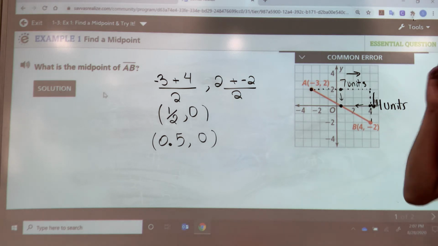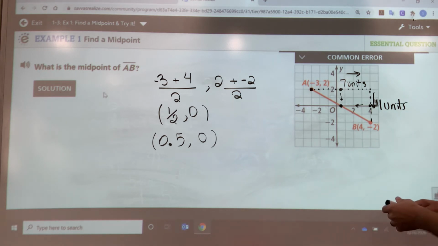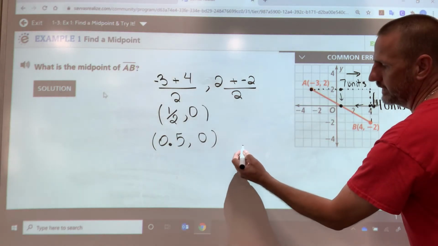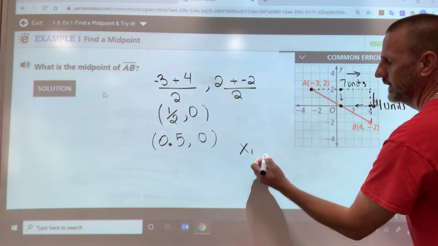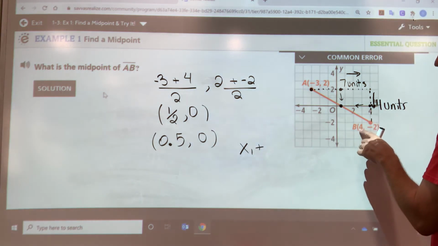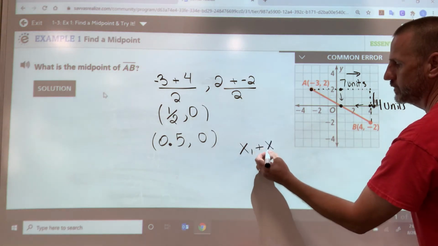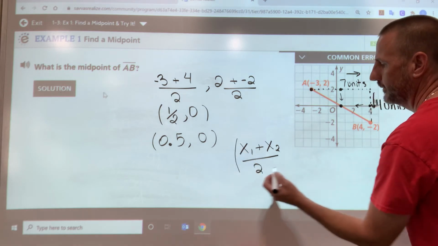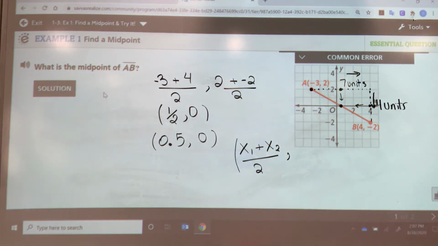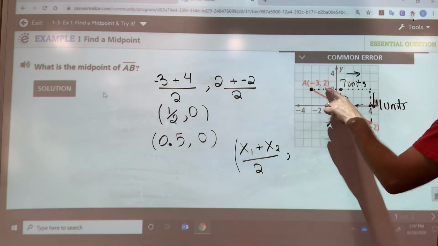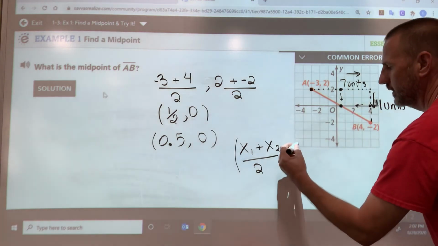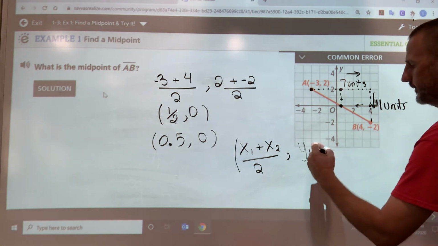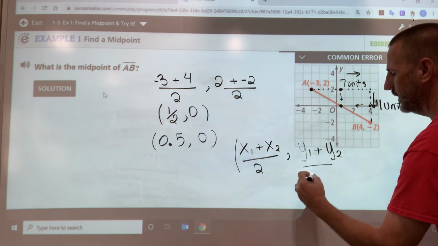Let's talk about the formula. What did I really do when it came to these problems? I took the first X, let's call it X1, and I added it to the second X, I'll call that X2, and I divided them by 2. Now, for the second part of the problem, I took the first y and I added it to the second y, and I divided it by 2.